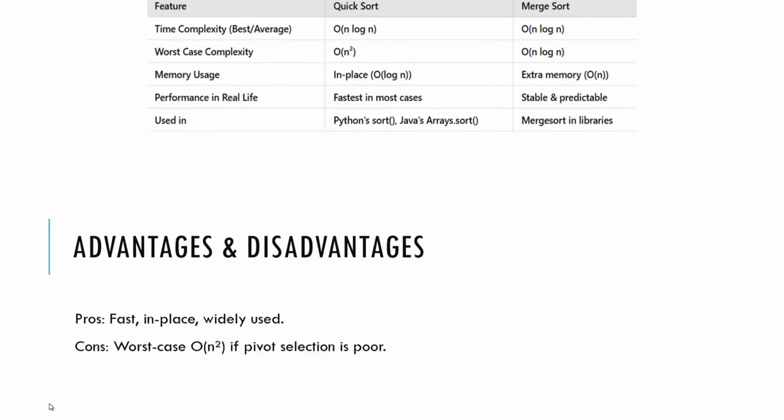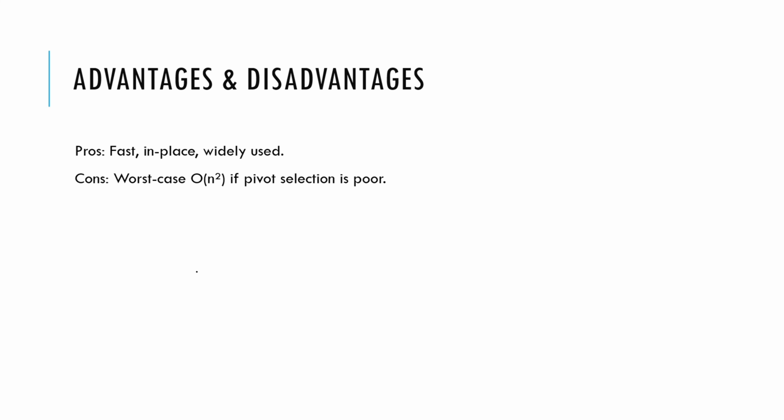The advantages and disadvantages of quicksort. It's fast, in place, and widely used. As we said, its disadvantage is its worst case scenario, if the pivot selection is poor.